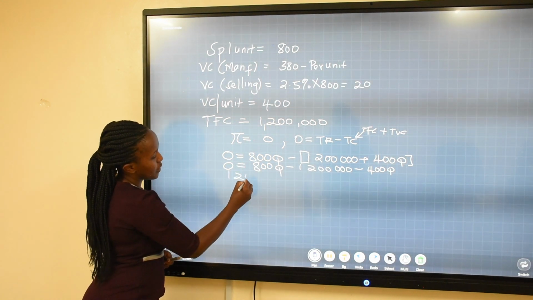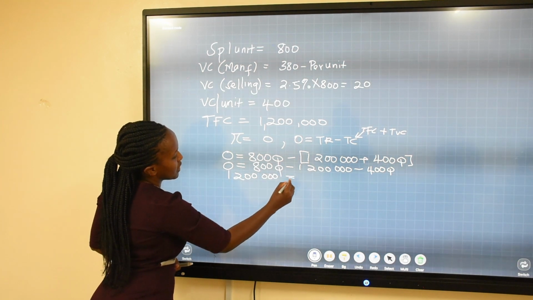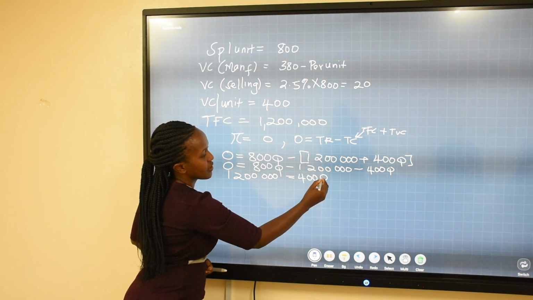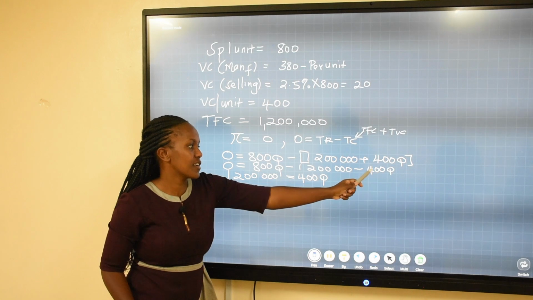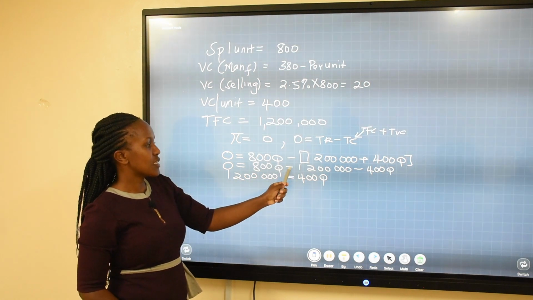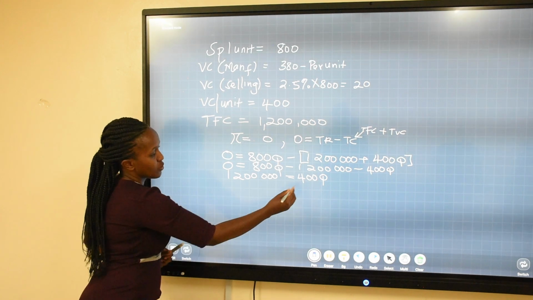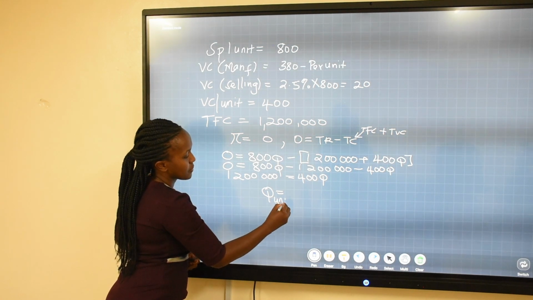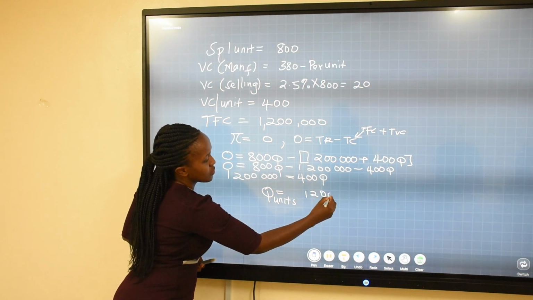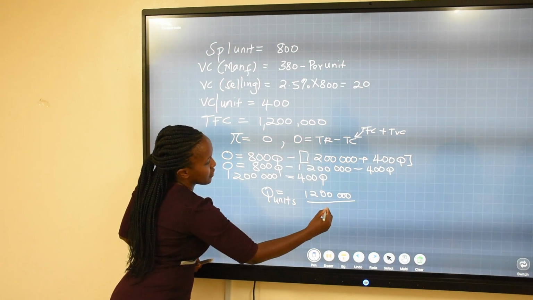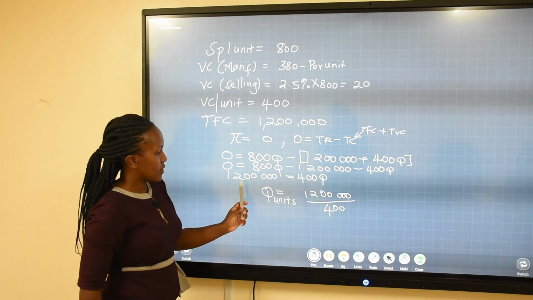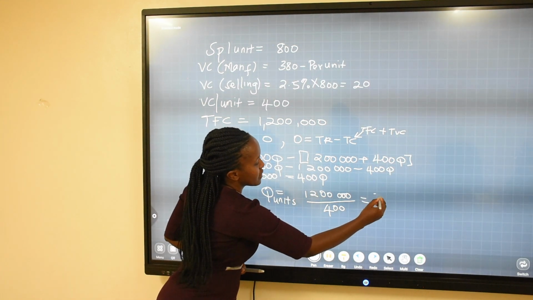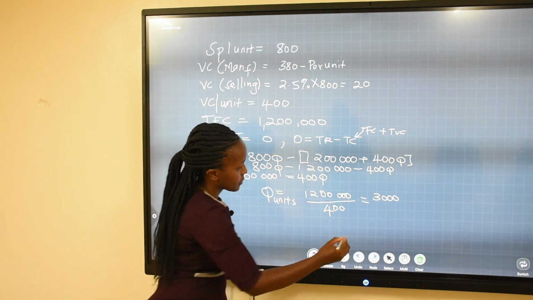Then if you take 1.2M here, you are going to be left with 800Q minus 400Q, which is 400Q. That is 800 minus 400. Then you bring this to this side, meaning if it is negative here, it becomes positive here. So to get Q, the break-even point in sales units, it is equal to 1.2M divided by 400. So that is how you get Q. Divide by 400 here, divide by 400 here, which is going to give us 3,000 units.